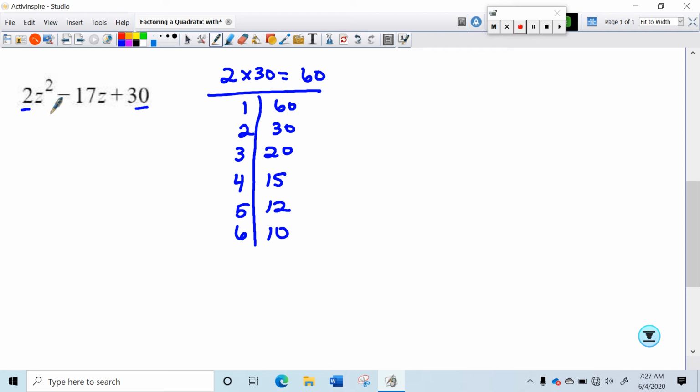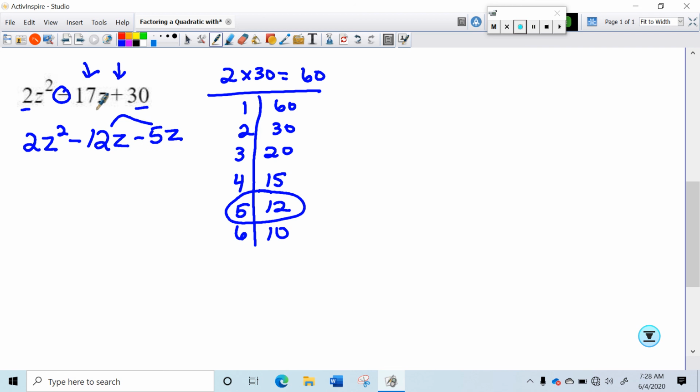Okay, so bring down the first term, 2z squared, and the sign after it, minus. We want to work backwards. Add to get 17. Well, that's 5 and 12. So the biggest one first. So 12z, negative 12, we want a negative 17, so that 5 also has to be negative, because those two have to add up to the z term over here, and then bring down your positive 30.